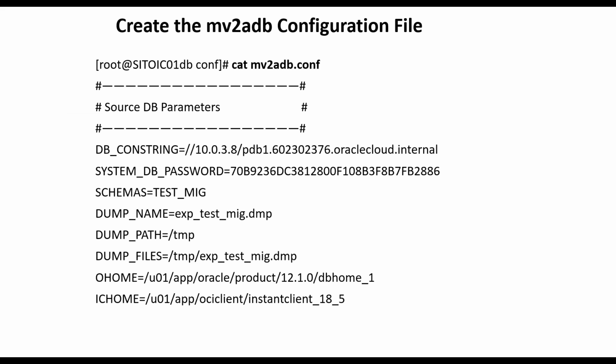So let's have a look at a move to ADB configuration file. I've taken the template configuration file and modified it. Let's have a look at some of the sections. We first specify the parameters related to my source database, the password of the system user, so it will connect as system to the source to do the export. I can specify where the dump files are going to be located. This could be the on-premise server, or in this case, it's the OCI Classic compute node. IC home stands for my instant client, and you can see I'm using instant client version 18.5.